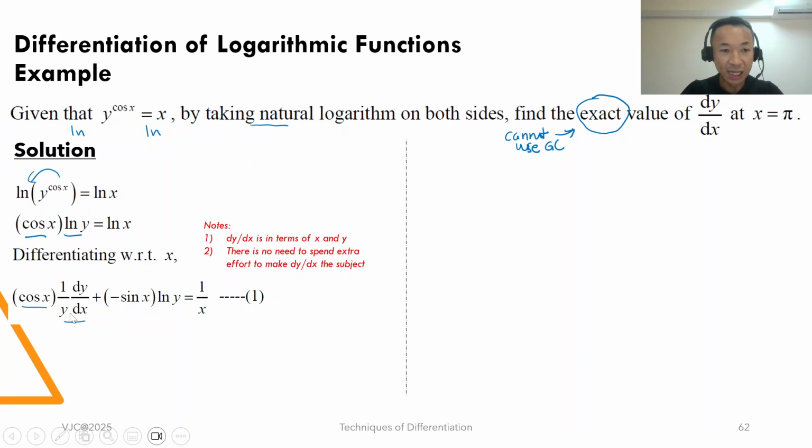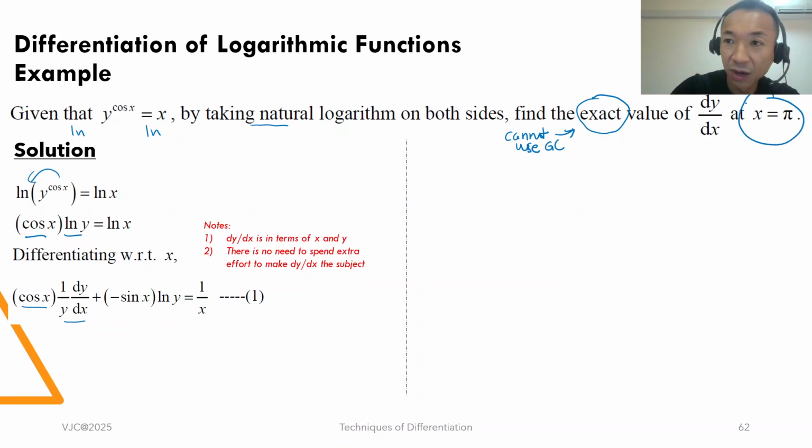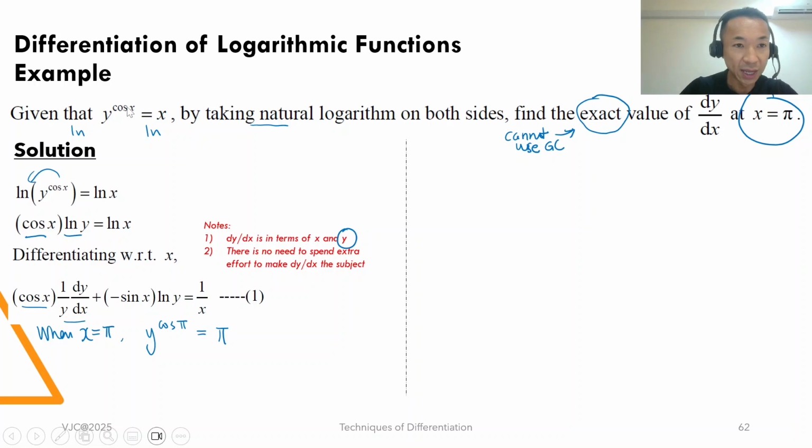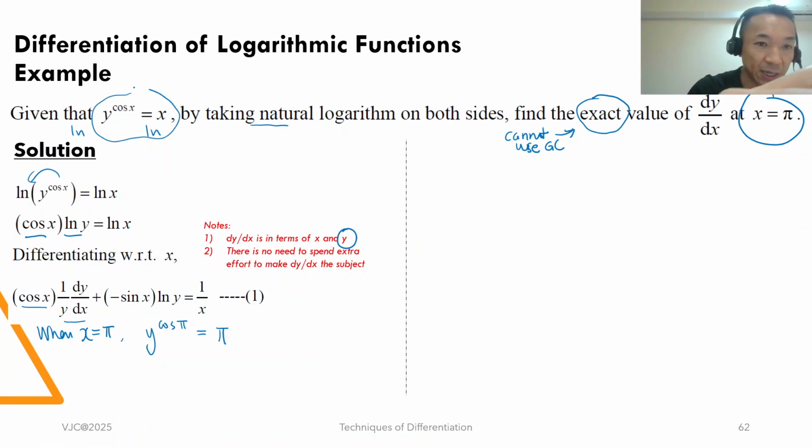And point number one is in terms of x and y, which means while I know the value of x, I need to find the value of y. So at this point, I want to find the value of y when x is pi. So I'm going to write, when x is pi, then y cosine pi is actually pi. So I'm substituting, I'm using this one here.